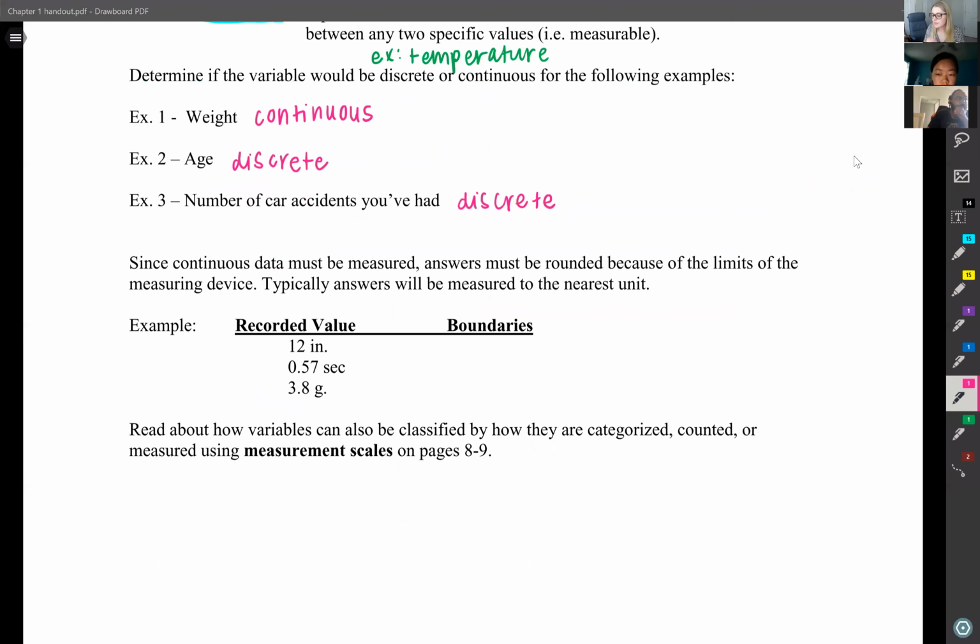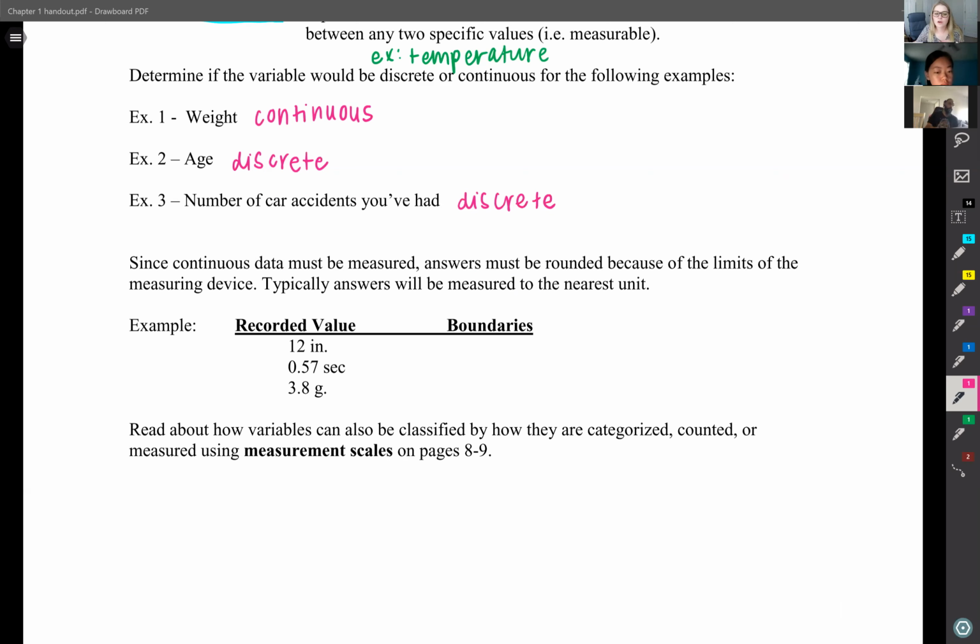So since continuous data must be measured. Yeah, I'm sorry, some of these are a little philosophical here. It depends on how you define time. So since continuous data has to be measured, answers must be rounded because of limits to any measuring device.